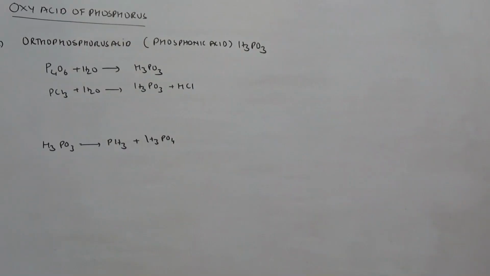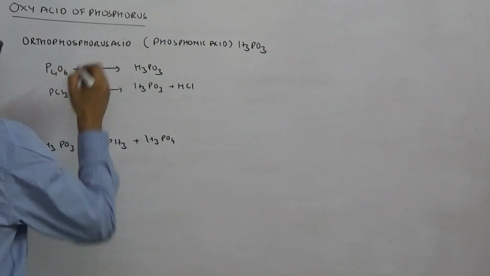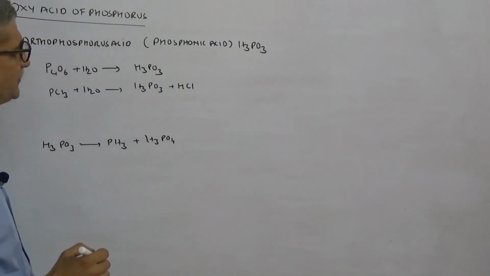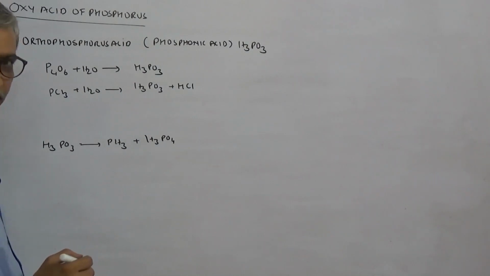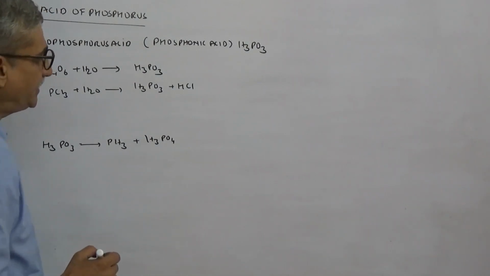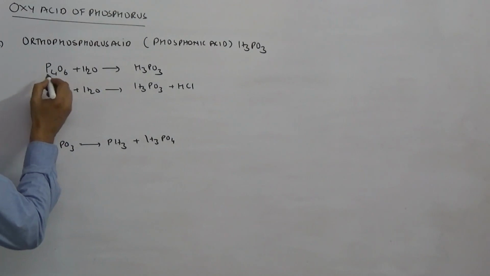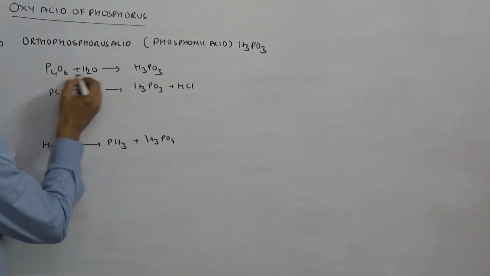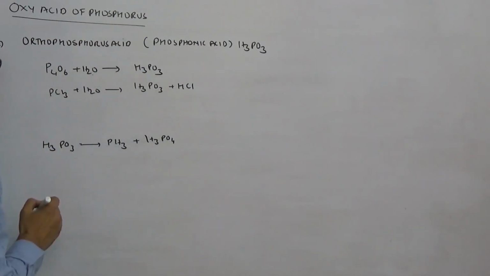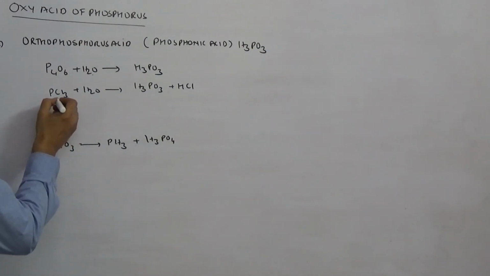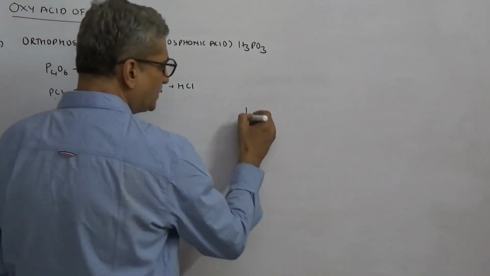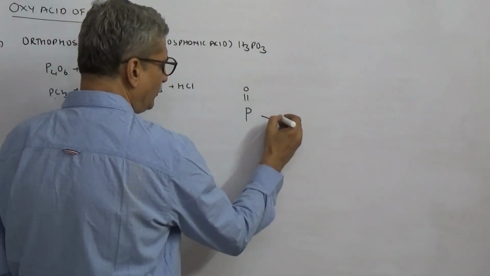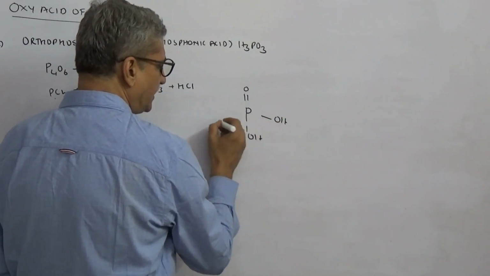Is this clear? The second oxy acid that we are talking about is orthophosphorus acid, also called phosphonic acid, and it is H3PO3. Okay, that's the molecular formula. So how do we prepare that? Simply you take P2O3 or its dimer P4O6, just add water, and you get H3PO3, or just add water to PCl3 and you get H3PO3. So when you talk of the structure, you have P double bond O, OH, OH and H.